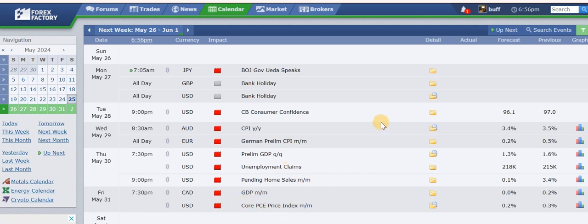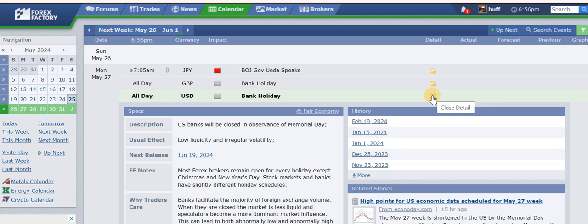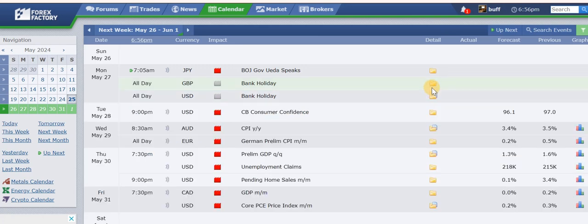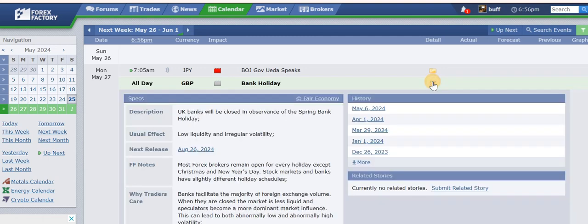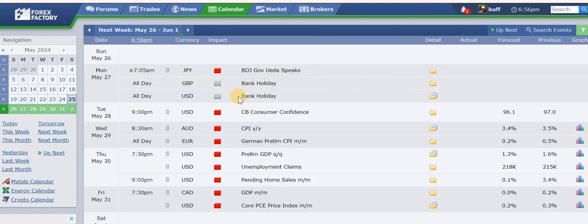If you want to know what any of these are, all you do is click on it, see if we can find out what the holiday's about. Memorial Day, there you go. I didn't know, I should have been aware of that one. It's a military type holiday. And in the UK, it's spring bank holidays. So you just click on this little yellow box over here and it'll give you the information on what these news events relate to. So it's a pretty quiet week news-wise.